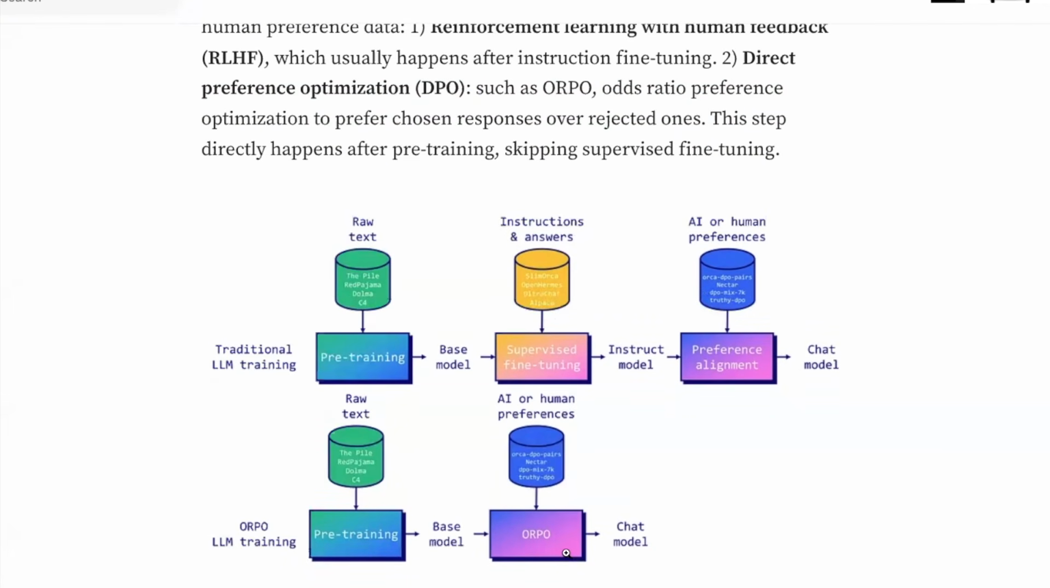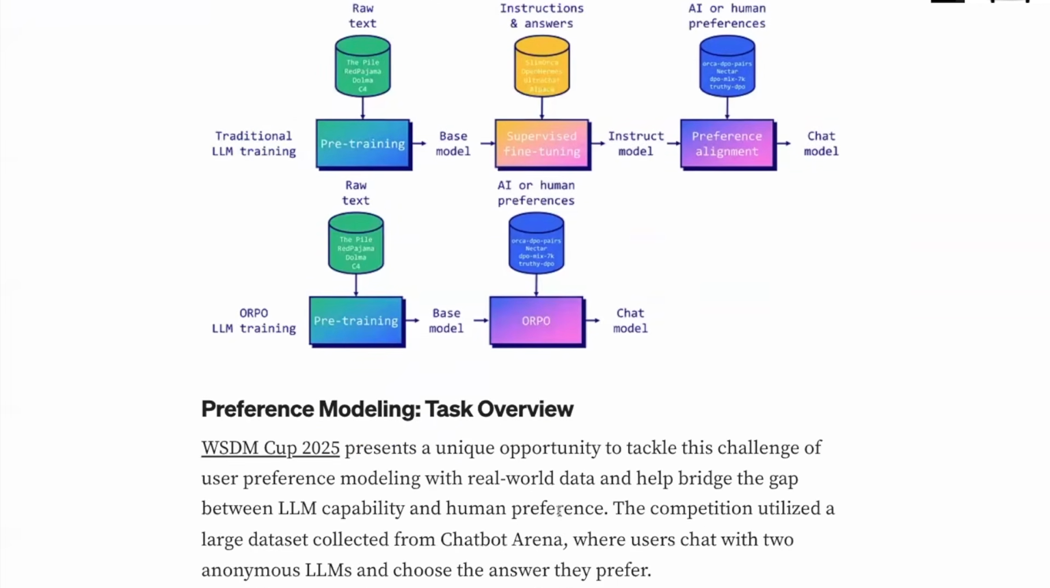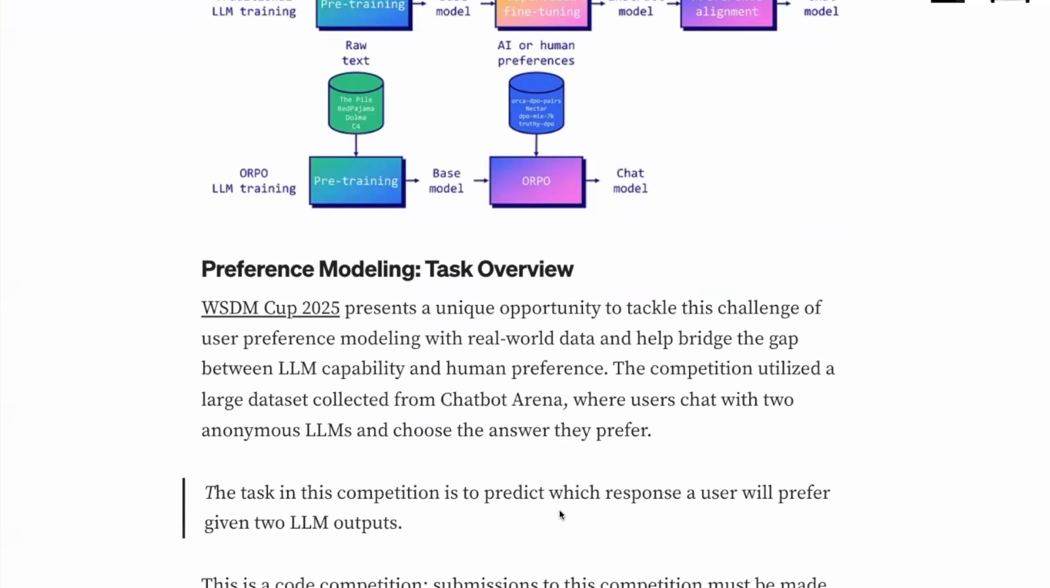It does save a lot of computing resources. You basically skip the supervised fine-tuning, and reinforcement learning is very hard to train and not very stable, sometimes hard to converge. So if it can be replaced with direct DPO, then it will save a lot of training resources.